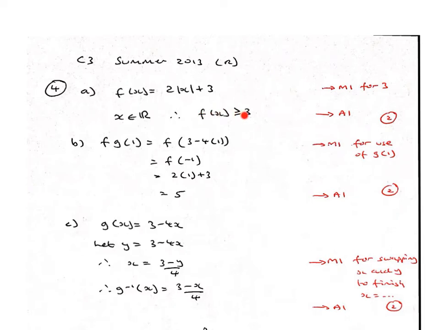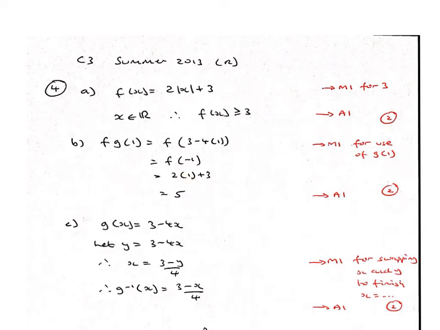So we've got the range, which we need to write as f of x is greater than or equal to 3. In part B, f of g of 1 means do g first, so put 1 into g, so it's 3 minus 4 times 1. Now there's a method mark for that, so it must be clear what you're doing here. So writing that line out is what you need to do to get your method mark. That works out to be minus 1. Put minus 1 into f. The modulus of minus 1 is 1, so we get 5.